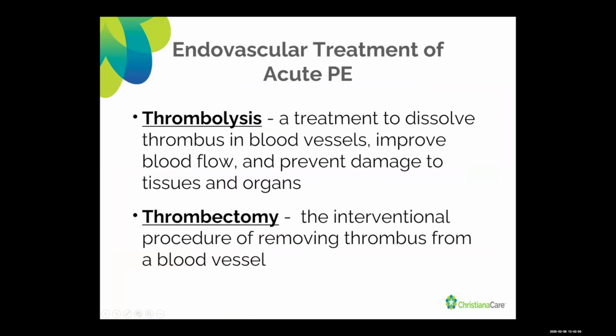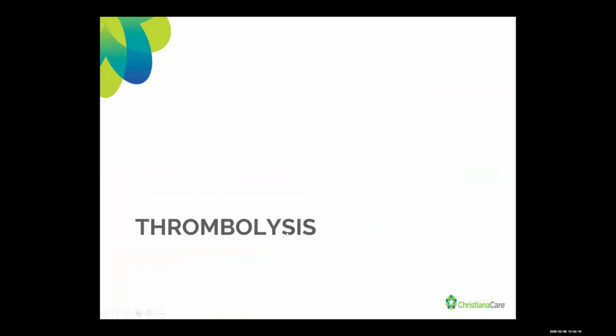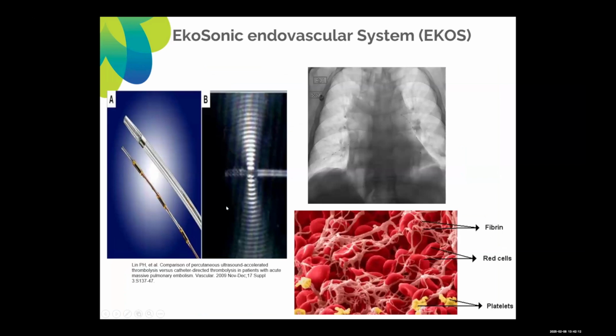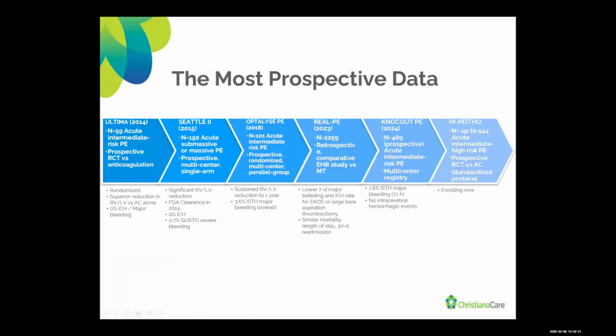Endovascular thrombectomy for PE breaks into two: thrombolysis, where we melt the clot away, and thrombectomy, where we aspirate the clot away. Focus on thrombolysis. This is the EKOS device, which emits ultrasound waves on top of the tPA, which helps break down the fibrin network here. Has the most data behind it.